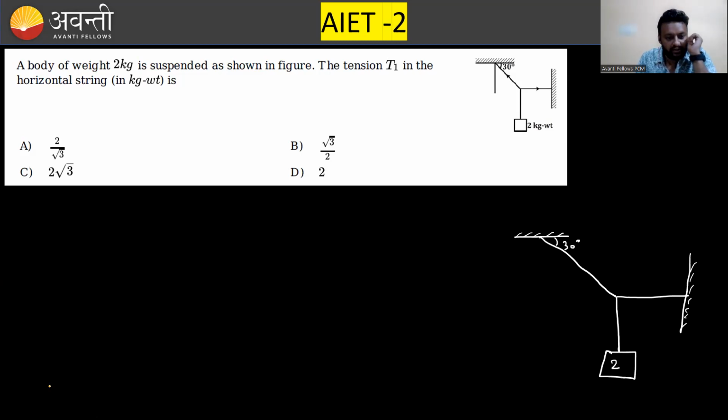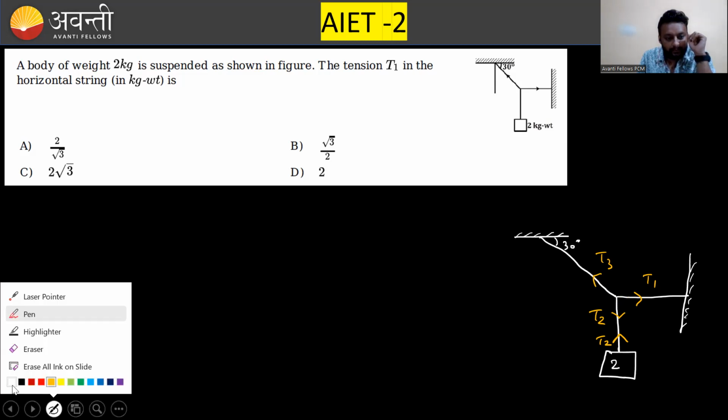So first of all, let's draw the free body diagram. So this is the tension, let's suppose T1. This is the tension, let's suppose T2. And this will be T3. Clear?